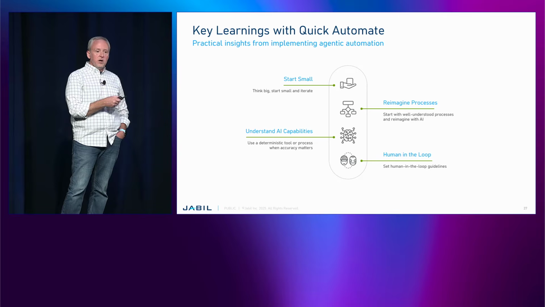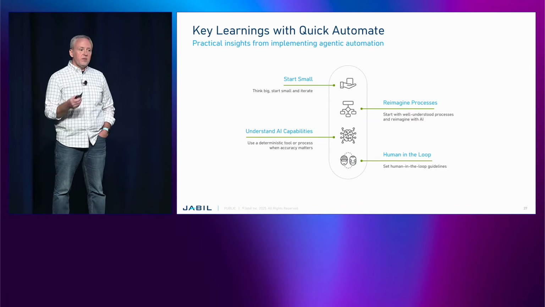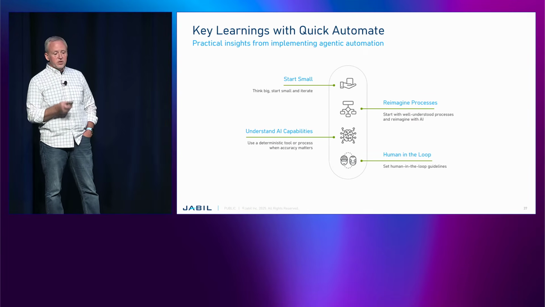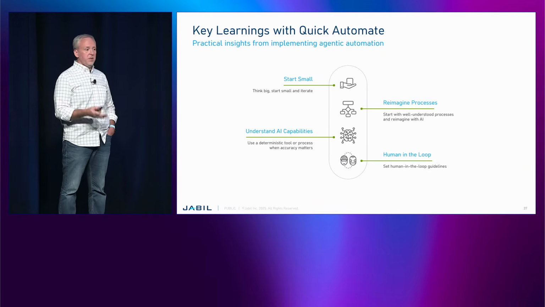But don't just automate what you're doing today. There's new technology, new capability here. Think how you can reimagine that process, make it more efficient. And to do that, you need to understand the capabilities of AI. As we all know, they can make mistakes.